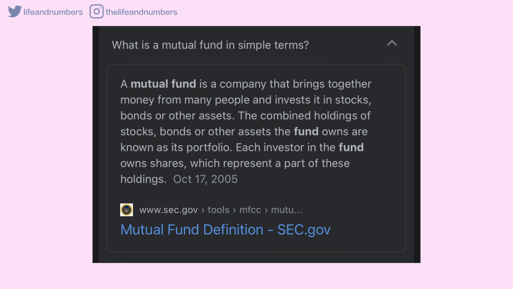A mutual fund is a company that brings together money from other people and invests it in stocks, bonds, or other assets. The combined holdings of stocks, bonds, or other assets the fund owns are known as its portfolio. Each investor in the fund owns shares which represent a part of these holdings. That's a mutual fund, right? That's what I thought was in the Roth IRA, but it wasn't. It's actually a money market account.